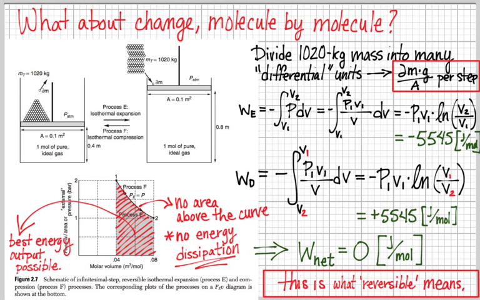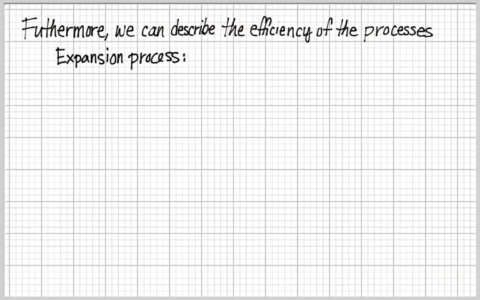That is a reversible process, where I have no area above the curve, I have no energy dissipation, I have the best energy output possible. The best case scenario is what reversible means. So if I were to think about reversibility as the best case scenario instead of which direction something's going, then I can actually frame that in terms of an efficiency equation.